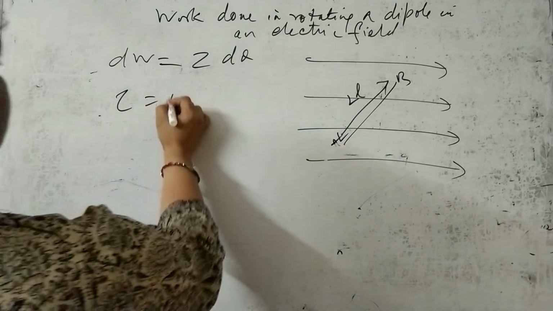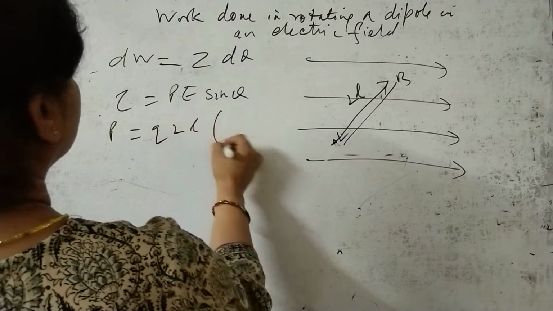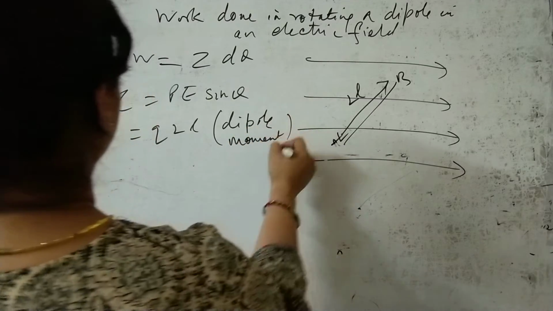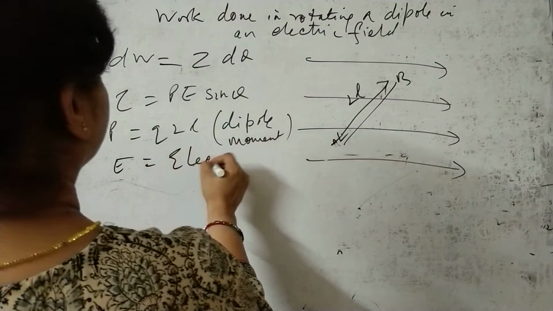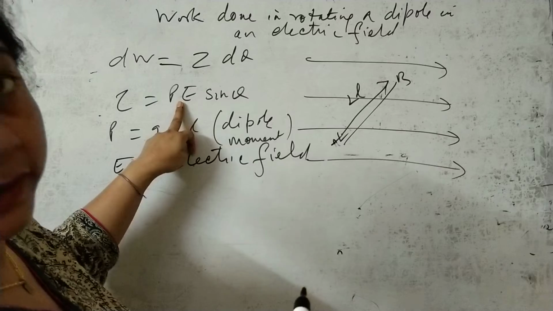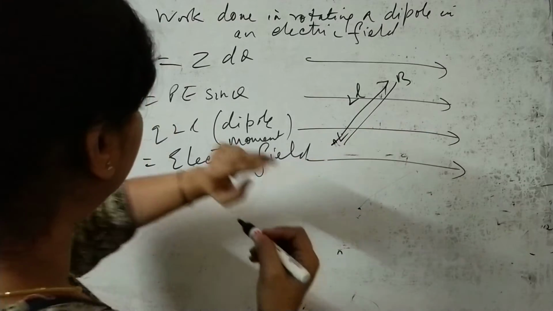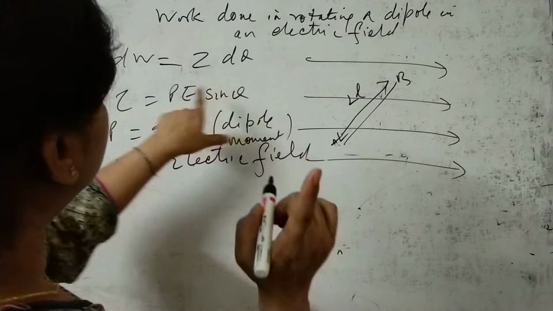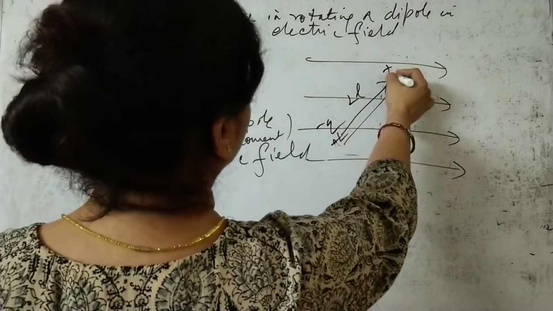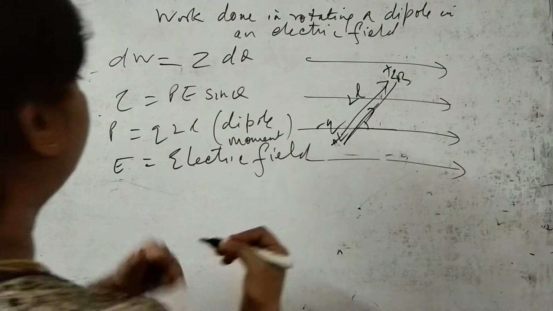What is tau? Tau is equals to PE sin theta. We have already done with it. P is what? Q into 2L, and this is what we call the dipole moment. E is the electric field. And theta is the angle between the axis of the dipole moment. The axis means minus q and plus q. It is directed from minus q to plus q. Take that angle, because this may confuse you. To take the angle axis, if you are taking this is minus q and this is plus q, then the direction is this and this is the electric field, so this becomes the theta. So this way you have to see.